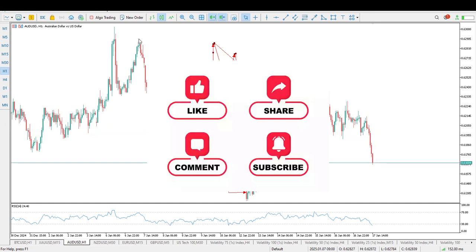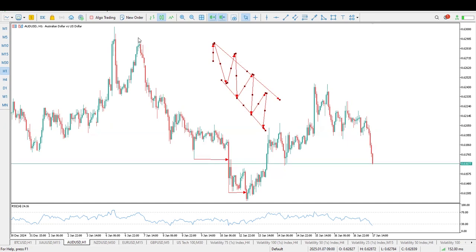Now, in this case, we have a high here, right? Then look at this market now, it moves from this point of high to this point of low. We have a lower low here.